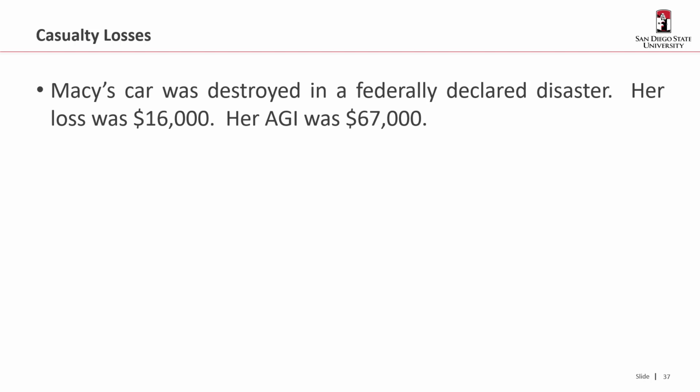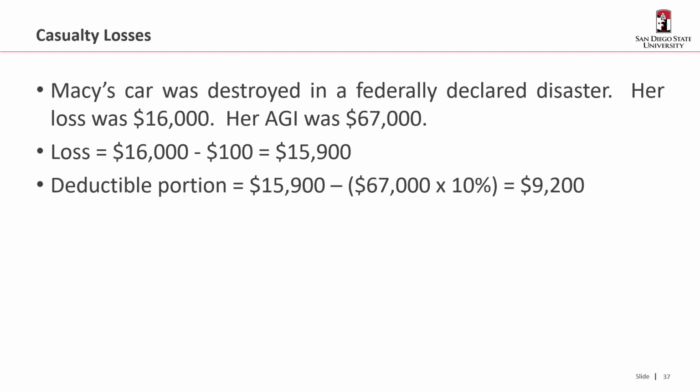So Macy's car was destroyed in a federally declared disaster. Let's say a hurricane, a tree fell on top of it and destroyed the car. Her loss was $16,000. Her AGI was $67,000. So the first thing we do is take the $100 floor away. So her loss is limited now to $15,900. On top of that, she has to back out 10% of her AGI. So you take the $15,900 minus the 67 times 10%, and you end up with a deductible loss of only $9,200.